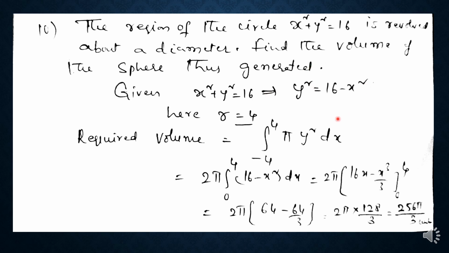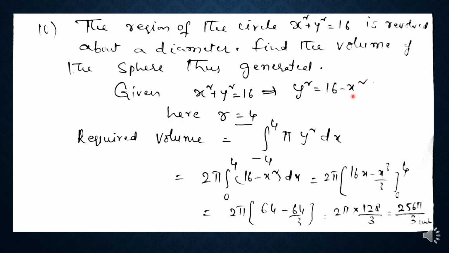So here if we take the center as 0, 0, we can rotate the semicircle from x is equal to minus 4 to plus 4. So the required volume is equal to integral a to b pi y square dx. Here a to b means minus 4 to 4 pi y square dx. This limits minus a to a pi y square dx, where y square is equal to 16 minus x square, is an even function.